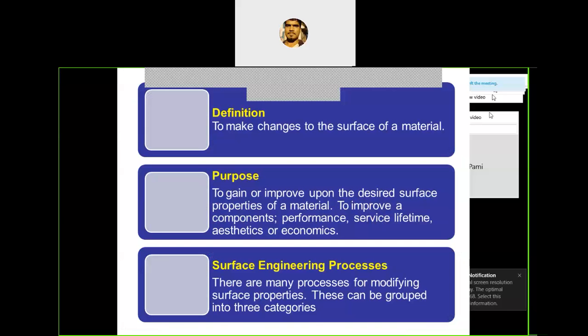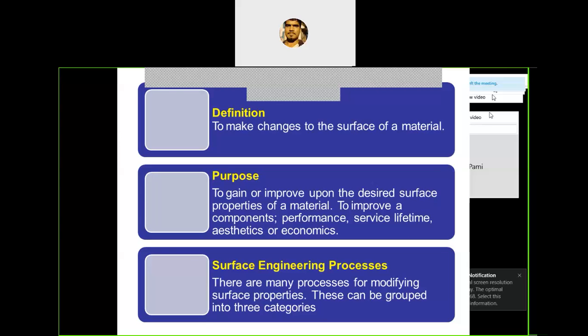Okay, now come to a proper definition. What is meant by surface engineering? Surface engineering means making changes to the surface of the material. Only the surface of the material, not in depth. Only the surface we are going to change. That is what surface engineering or surface treatment is. Surface treatment or surface engineering means making changes to the surface of the material.